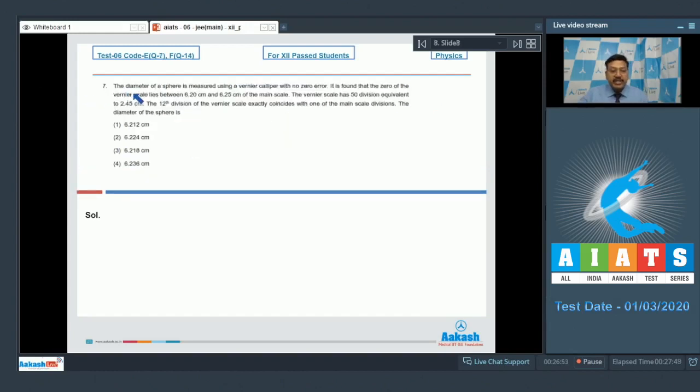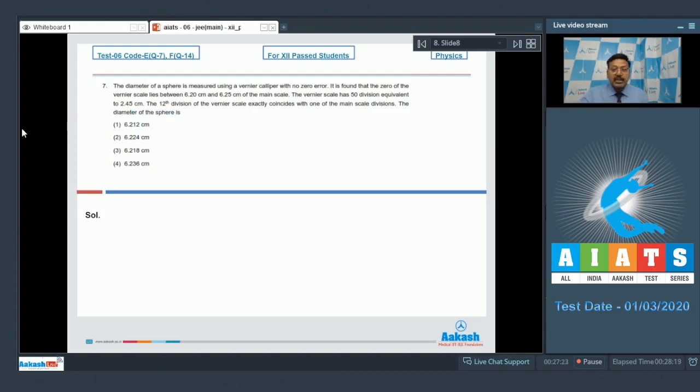Question 7 says the diameter of a sphere is measured using a vernier caliper with no zero error. It is found that the zero of the vernier scale lies between 6.20 centimeter and 6.25 centimeter of the main scale. The vernier scale has 50 division equivalent to 2.45 centimeter. The 12th division of the vernier scale exactly coincides with one of the main scale divisions. The diameter of the sphere is.